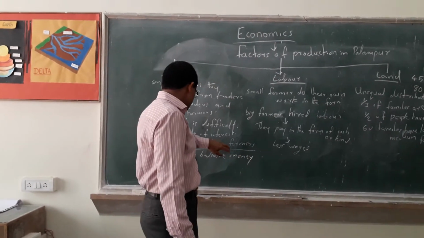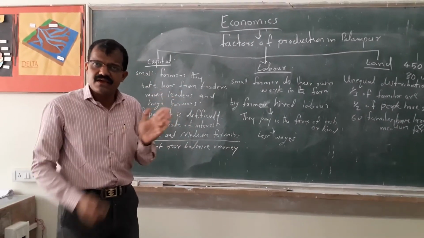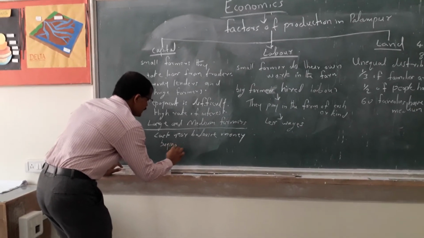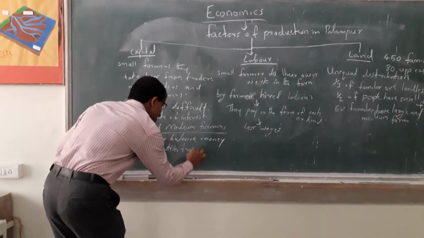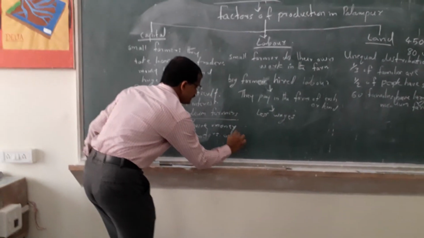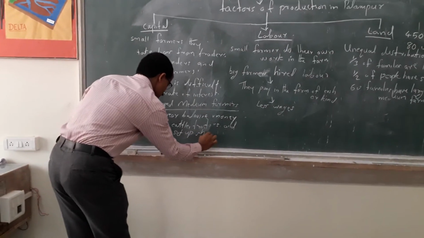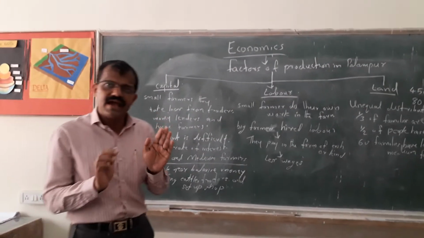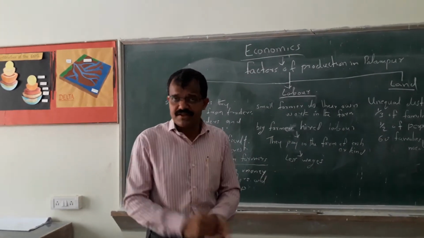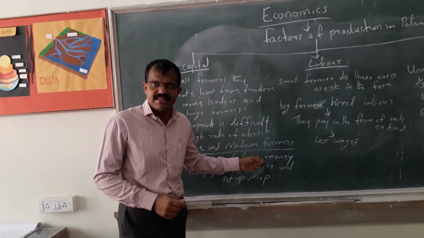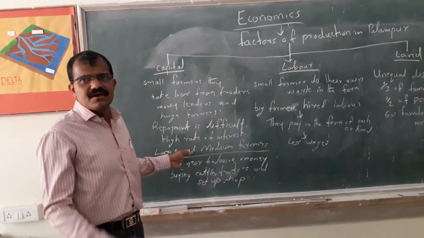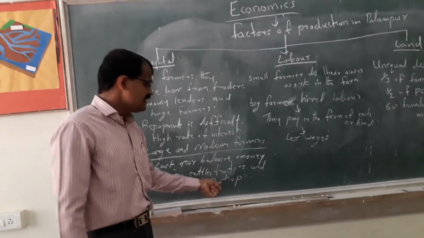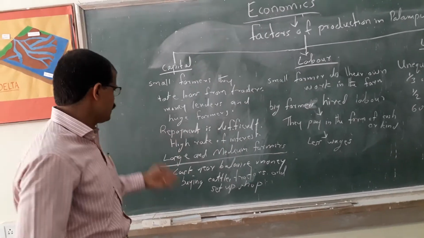Again, the remaining money they use for buying cattle, tractors, and setting up a shop. Large and medium farmers already have the capital, because last year also surplus products were there, which they sold in the market. That money they use for cultivating the land, or buying raw materials like seeds and pesticides, and again for buying cattle, tractors, and setting up a shop. Their economic condition is stable. So this is the capital.